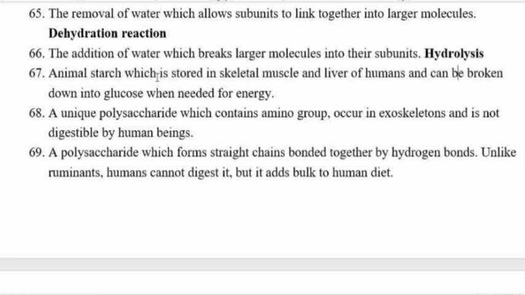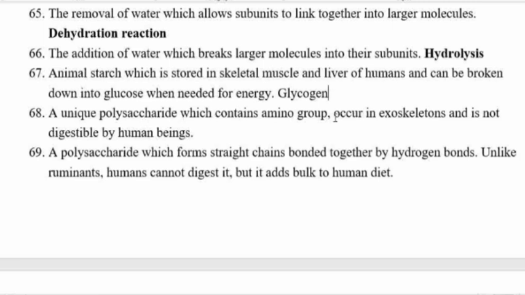Now 67. Animal starch which is stored in skeletal muscle and liver of humans and can be broken down into glucose when needed for energy. So the animal starch, we said that it is glycogen, all right, and that starch is characteristic of plants. And the kind of starch that animals have, we call it glycogen.